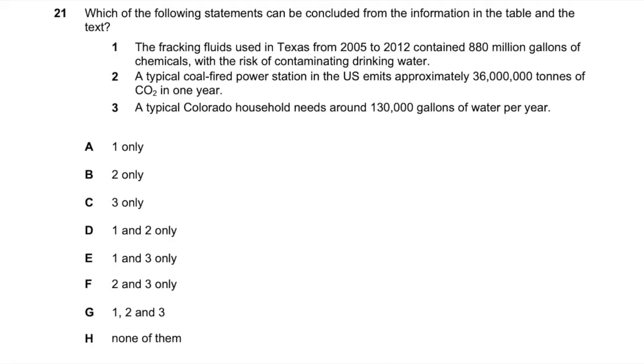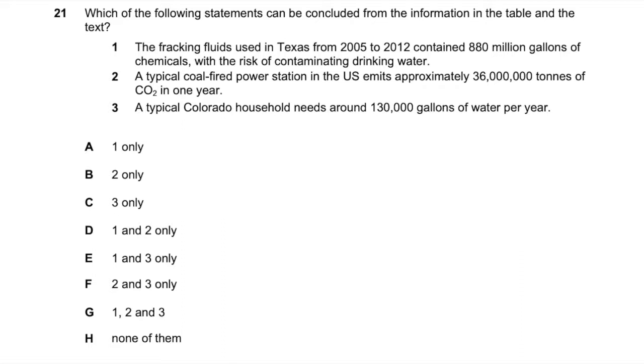Question 21. Which of the following statements above can be concluded from the information in the table and the text? 1. The fracking fluids used in Texas from 2005 to 2012 contained 880 million gallons of chemicals, with the risk of contaminating drinking water. 2. A typical coal-fired power station in the U.S. emits approximately 36 million tons of CO2 in 1 year. 3. A typical Colorado household needs around 130,000 gallons of water per year. The correct answer is E because of the following.